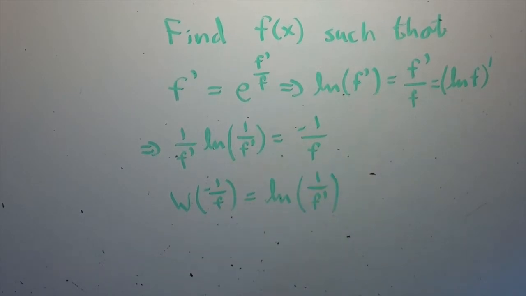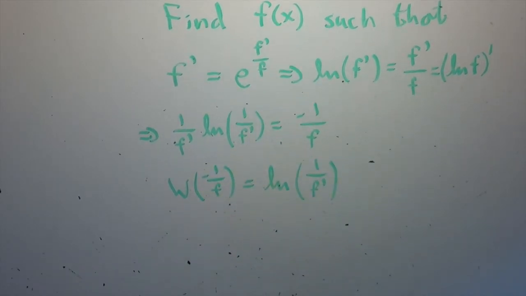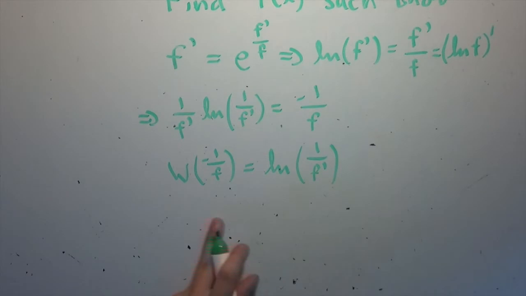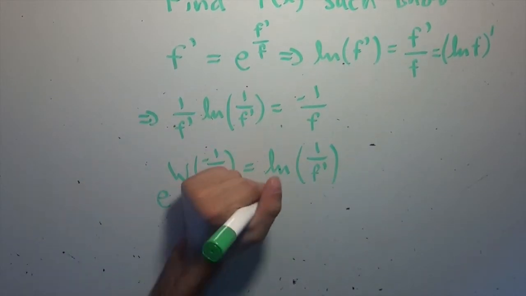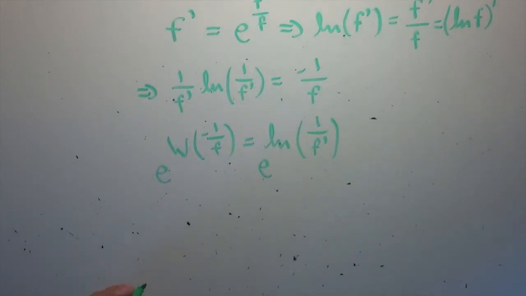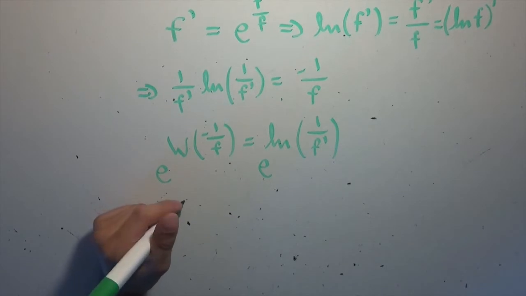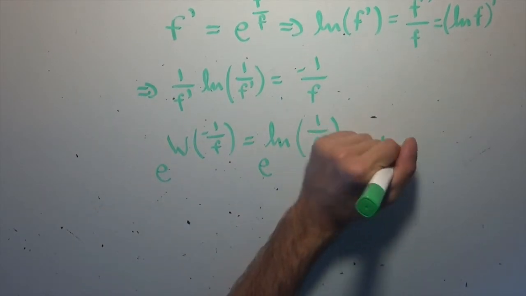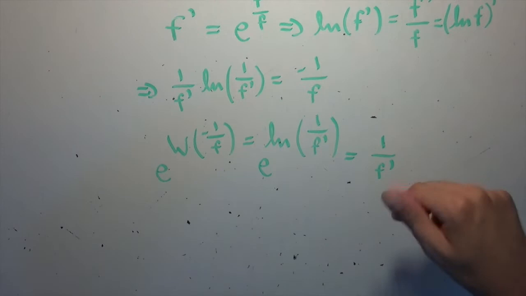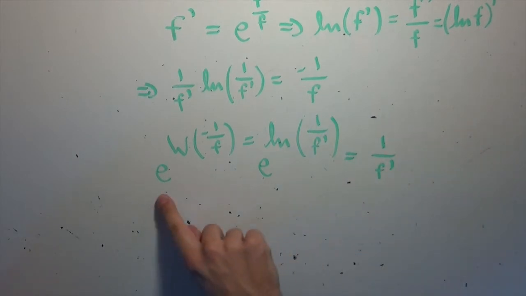Of course, we want to solve for f prime in terms of f, and so we're going to raise e to both sides. And we're going to get that this is going to turn out to just be 1 over f prime, but of course we can just reciprocate both sides and get f prime equals e to the negative w of -1 over f.